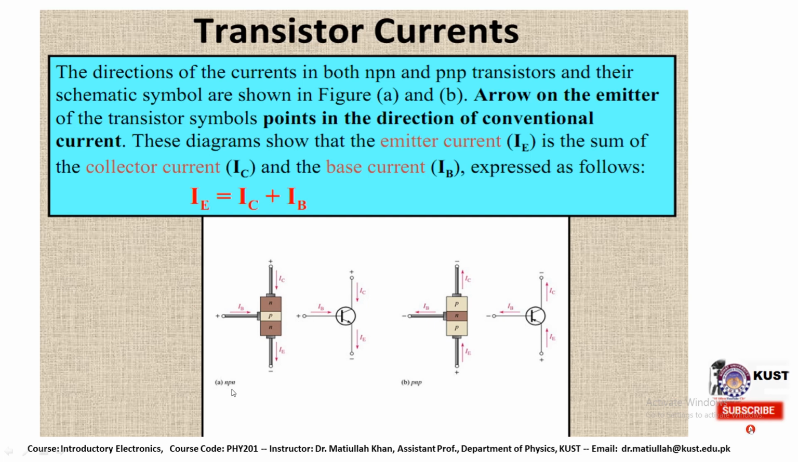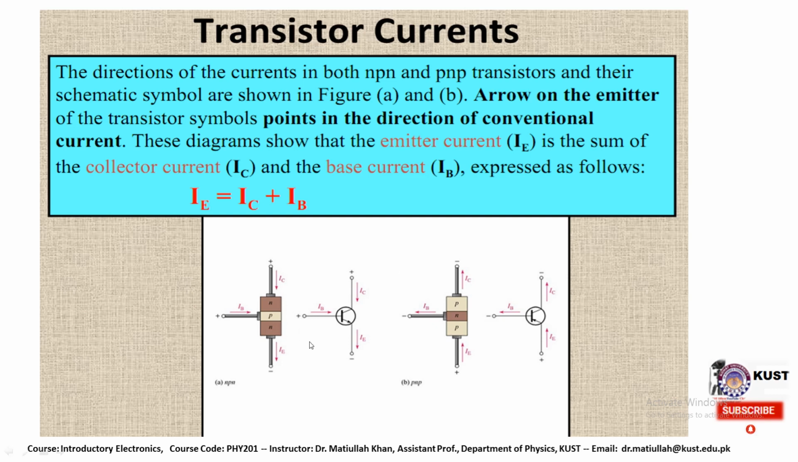If we look at the NPN transistor, this is its basic structure. So how will the current flow? It will flow in this direction. This arrow line describes the direction of conventional current. If we look at the PNP transistor, the same arrow points in a different direction, which means the conventional current flows in a different direction.